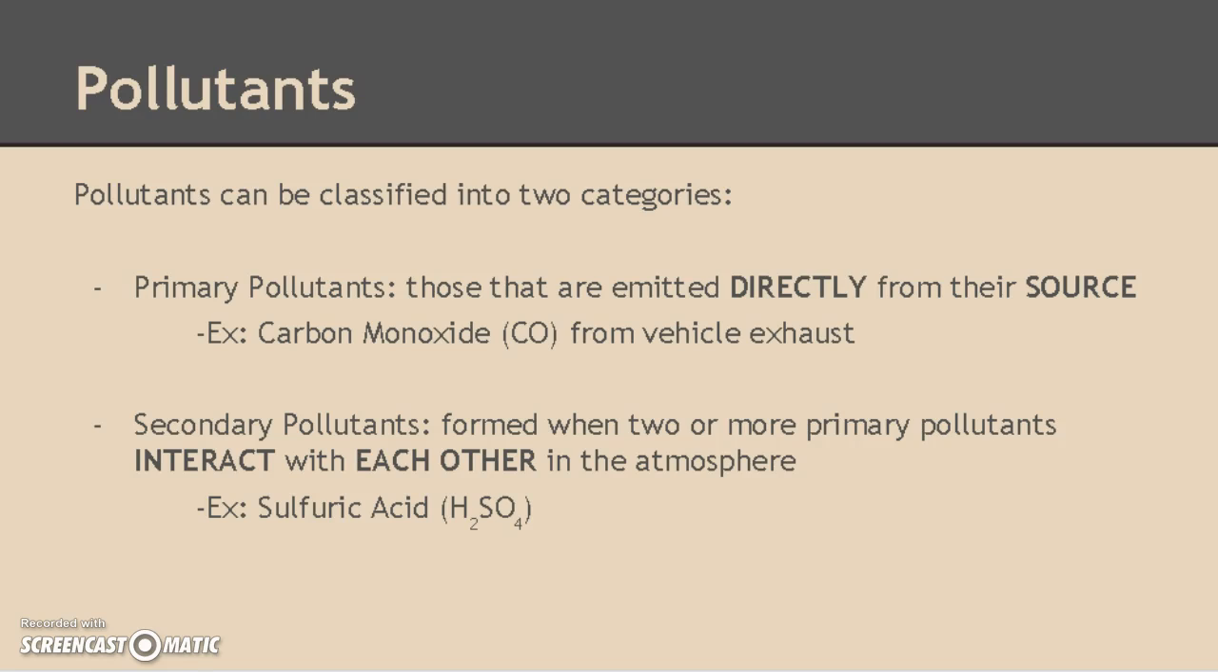Now we need to know a lot more about pollutants. Pollutants can be classified into two categories, the first being primary pollutants and the second being secondary pollutants. Primary pollutants are the pollutants that are emitted directly from a source. So an example of this is vehicle exhaust, which emits carbon monoxide. Secondary pollutants are very important because that's where chemistry comes into play. Secondary pollutants form when two or more primary pollutants interact with each other in the atmosphere. And later on in the PowerPoint, we're going to explain in depth how these secondary pollutants work.